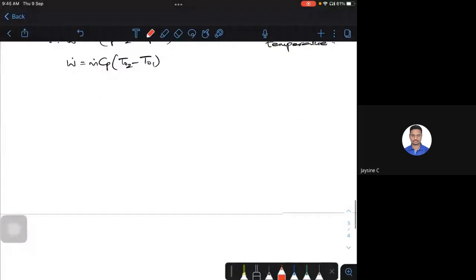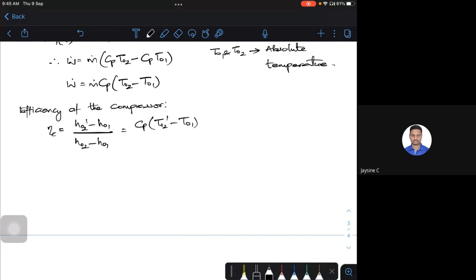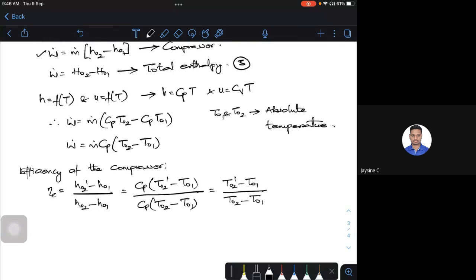So the efficiency of the compressor is equal to H naught 2 dash minus H naught 1 divided by H naught 2 minus H naught 1. If I write it in terms of temperatures, this will be Cp into T naught 2 dash minus T naught 1 divided by Cp into T naught 2 minus T naught 1. Cp will cancel out. This will be T naught 2 dash minus T naught 1 divided by T naught 2 minus T naught 1. I can call this equation number 4, and this I can call equation number 5.